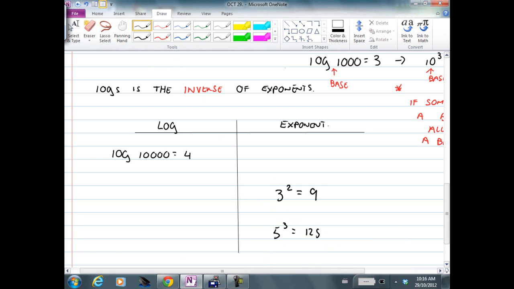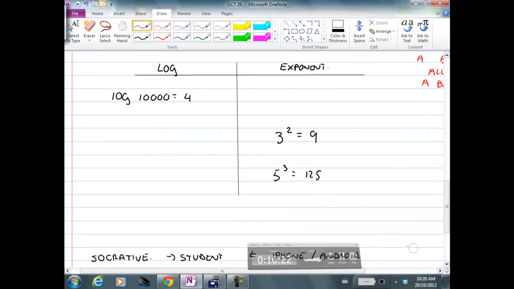Guys, I'm going to pause it. I'm going to start today with, who has it? Leinard. What's the exponent form of this going to be? 10 to the power 4 equals 10,000. Correct.